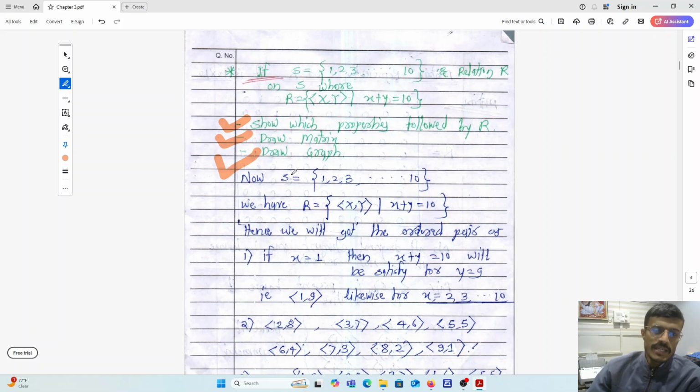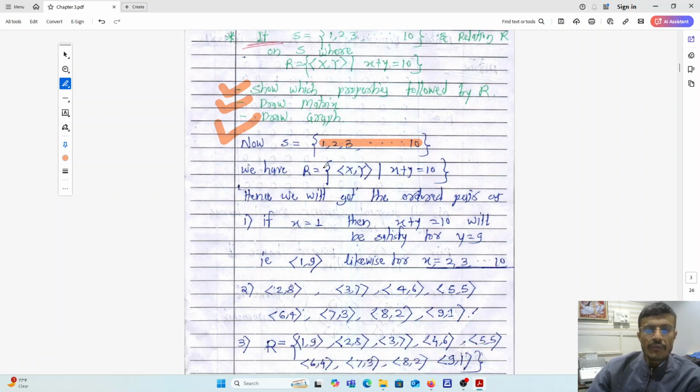As given here, the set S is 1, 2, 3 up to 10. Then R is the relation already given. In which manner do you have to find the relation? Ordered pair x, y, which is nothing but x plus y equals 10. That condition should be satisfied. So let us take x equal to the very first element 1, and y from the elements 1 2 3 4 5 6 7 8 9 10.